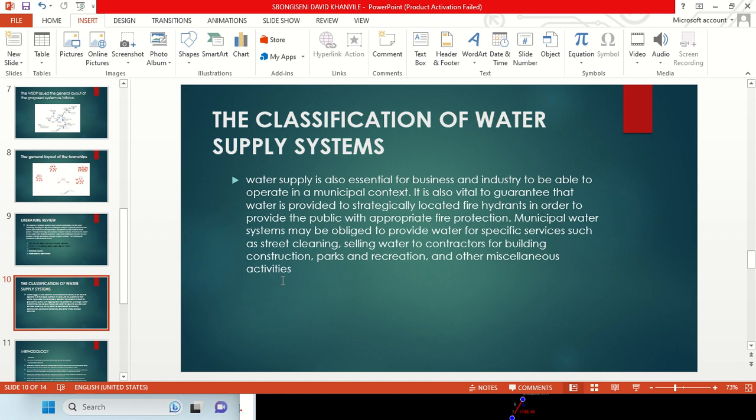Now we look at the classification of water supply systems. Water is essential for businesses and industry to be able to operate in a municipality. It's also vital to guarantee that water is provided to strategically located fire hydrants in order to provide the public with appropriate fire protection. Municipality systems may be obliged to provide water for specific services, such as street cleaning, selling of water to constructors for building construction, parks, recreation, and other activities.